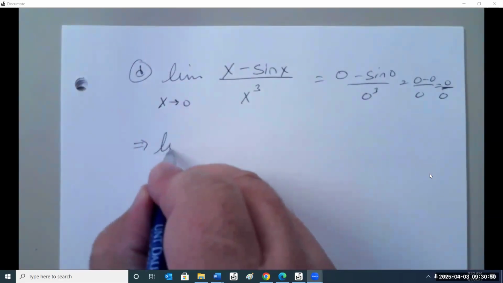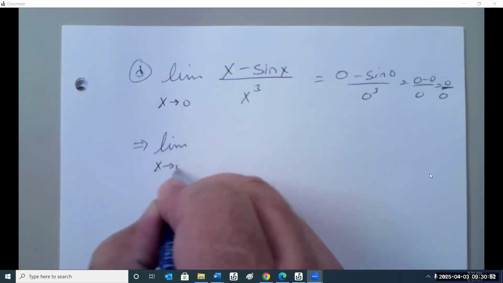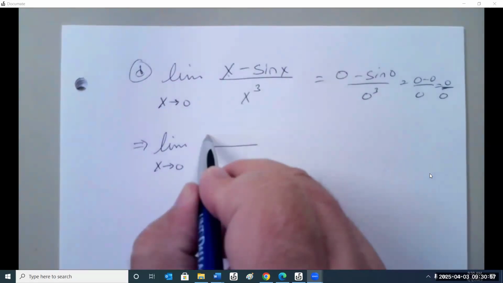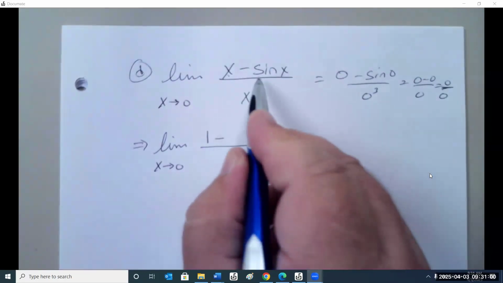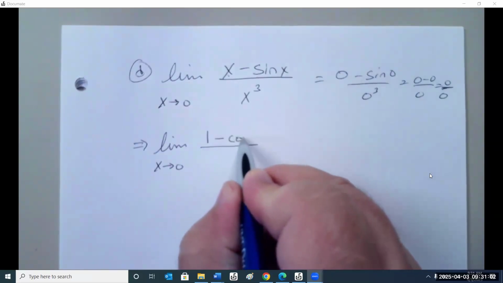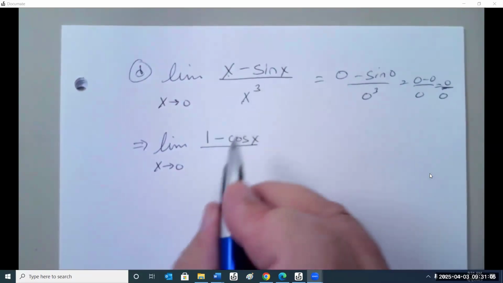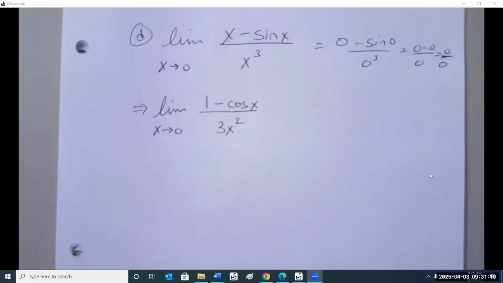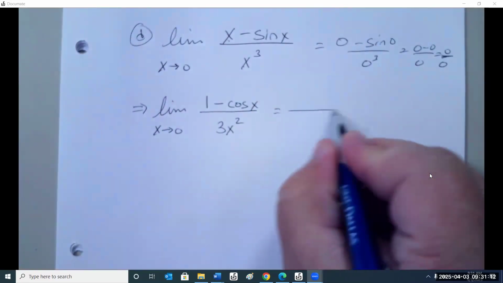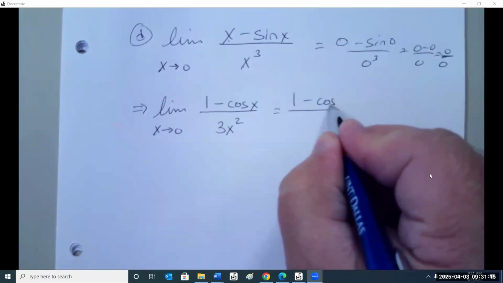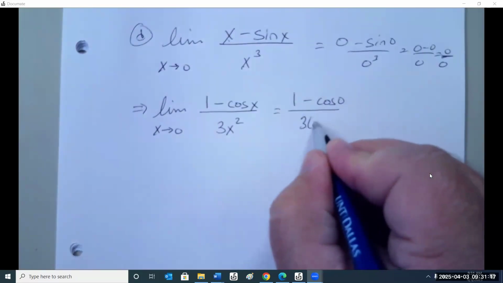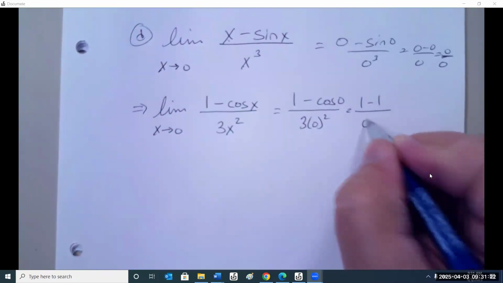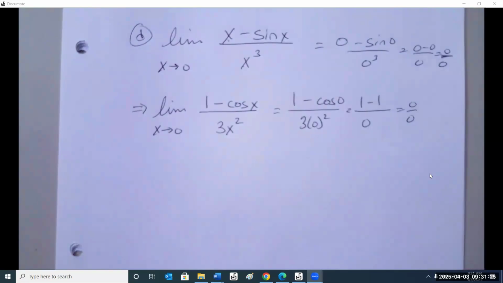So I take the first derivative of the top and the bottom. The derivative of x is 1, minus derivative of sine, which is cosine, over derivative of x cubed, which is 3x squared. Plug in 0. So cosine of 0 over 3 times 0 squared. Cosine of 0 is 1. So it's 1 minus 1 over 0, which is 0 over 0 again.